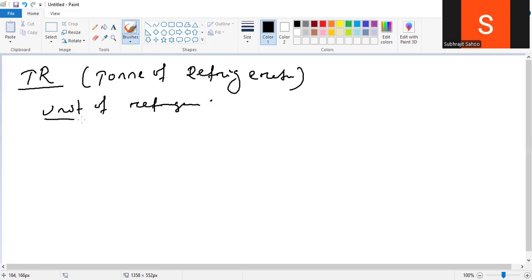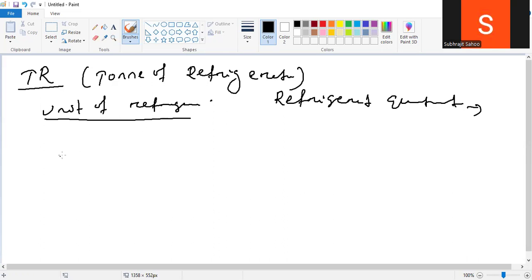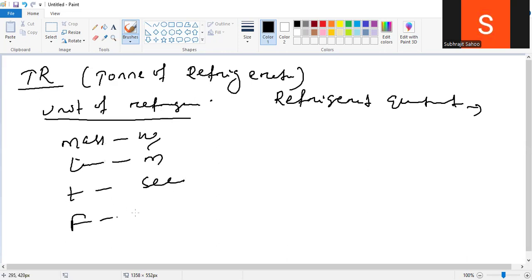What is the unit of refrigeration, sir? To measure the refrigeration quantity, we need a unit. Not only refrigeration quantity, any physical quantity you want to measure, you need a unit. For mass, kg is required. For length, meter is required. For time, second is required. For force, Newton is required. Like this, to measure the refrigeration quantity, a unit is required.